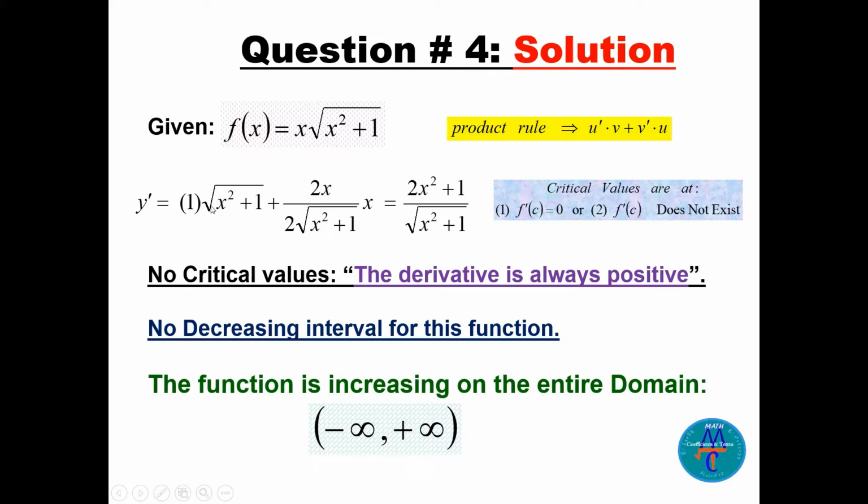So y prime will be 1 times the square root of x squared plus 1, plus the derivative of this v, which is 1 over 2 square root of x squared plus 1 times the derivative of the inside, which is 2x, times the x, which is the u. Okay, so we make here the LCD. You can cancel this 2 first, see, and you make here x squared. And then you find the LCD. So the LCD will be square root of x squared plus 1. Here, multiply up and down by square root of x squared plus 1. So finally, you will get 2x squared plus 1 divided by square root of x squared plus 1.